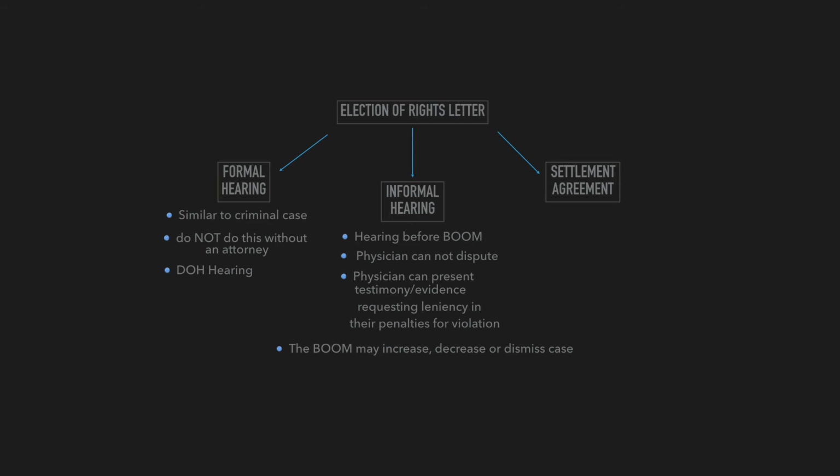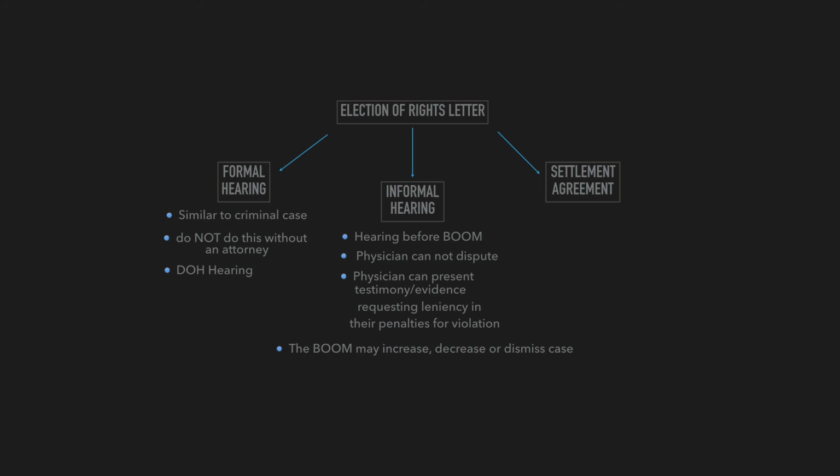An informal hearing is heard before the Board of Osteopathic Medicine. The physician cannot dispute the results. However, the physician is able to present testimony and evidence or request leniency in the violation. The Board of Osteopathic Medicine then may increase, decrease, or dismiss the case altogether. So with an informal hearing, you have an opportunity that your case is completely dismissed. But at the same time, the board can say, we disagree with the probable cause panel, we think it's worse than what they said, and they can make it worse. Or you can settle and have some sort of settlement agreement, whether it be with CMEs or license restrictions and so on.